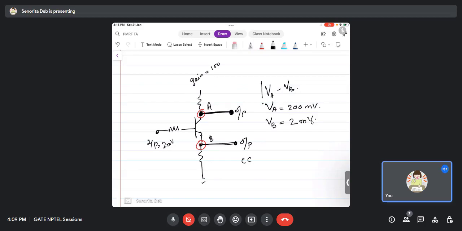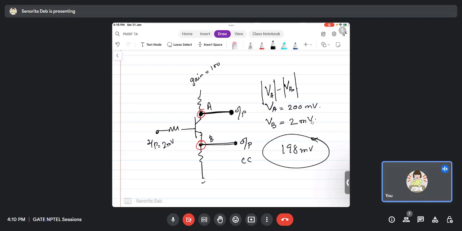So if I ask you what is |VA| minus |VB|, then the answer is 198 millivolts. So I can directly do that. I don't need to do anything else. If someone doesn't know the concept, it is a confusing question for them, because they will think, oh, what is it? Is it common emitter or is it common collector? That question should not come to your mind. It entirely depends on where your output is taken. The same circuit is going to behave as a common collector as well as a common emitter. They are just terminologies.